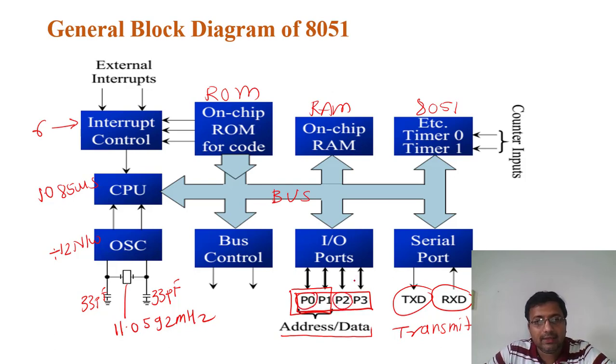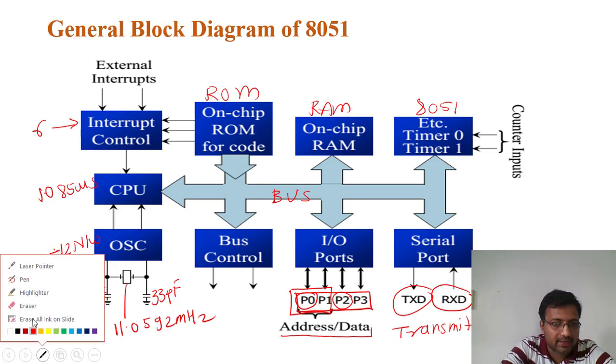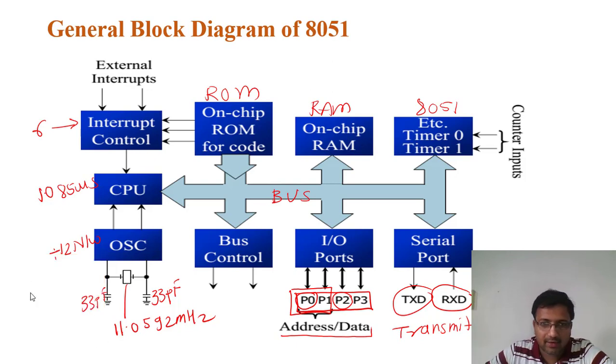Then we have bus control logic. Whether you are transmitting data or an address is controlled by the bus control logic. This is the basic architectural block diagram of the 8051. I will repeat the things again: we have the oscillator here.